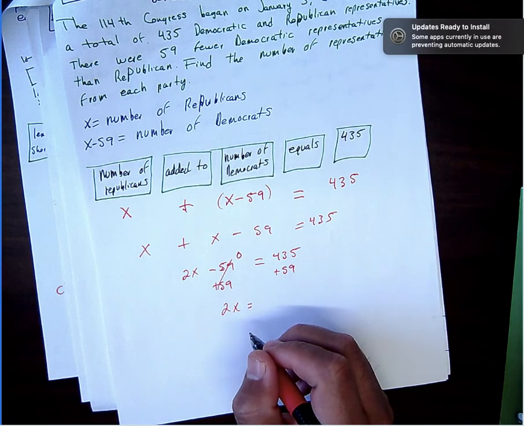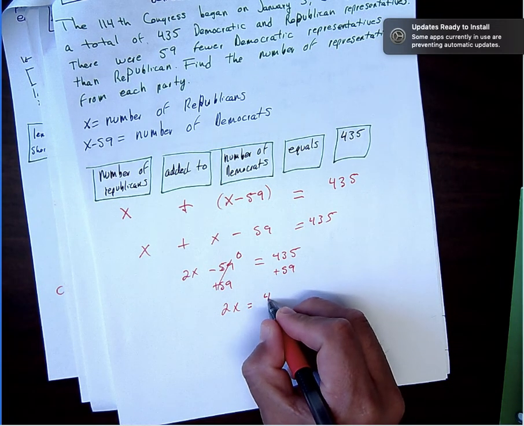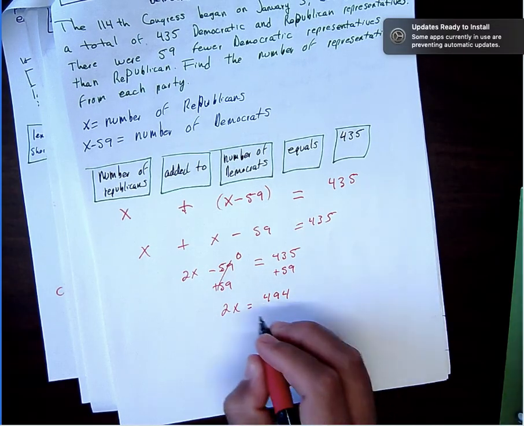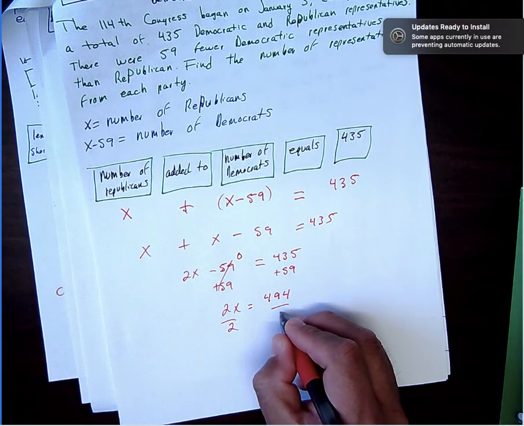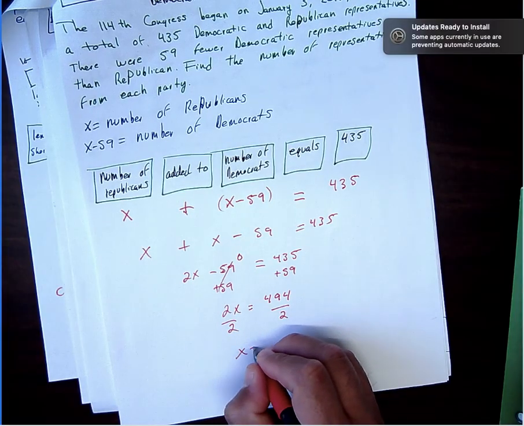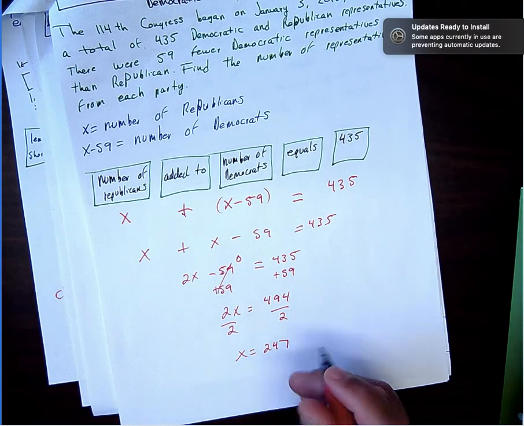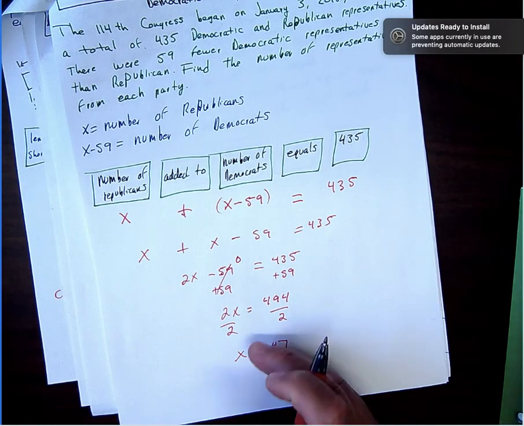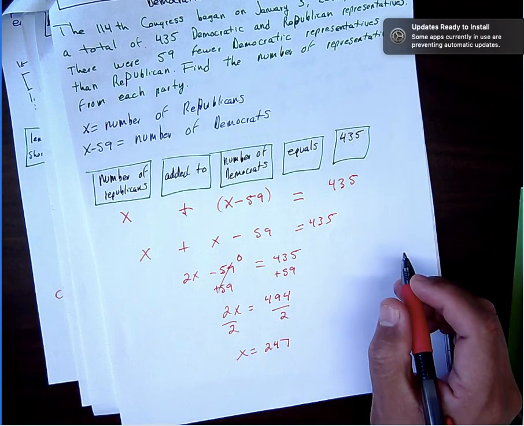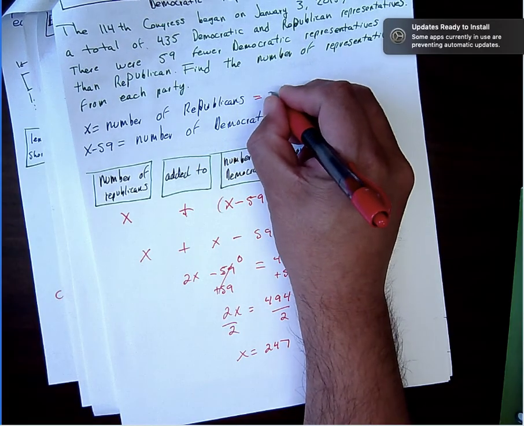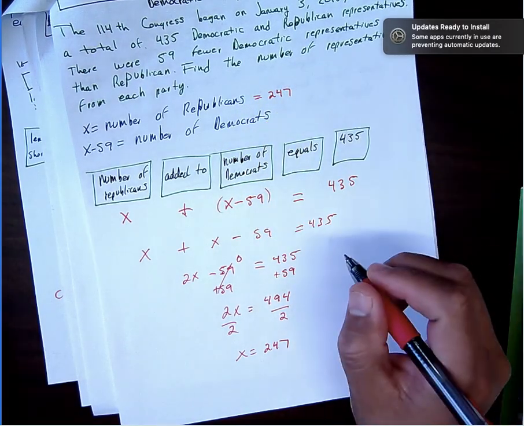So this is going to give us 494 divided by 2. It gives me 247. So that means there were how many Republicans? 247. There were 247 Republicans.